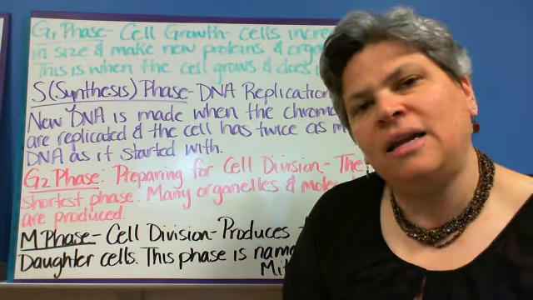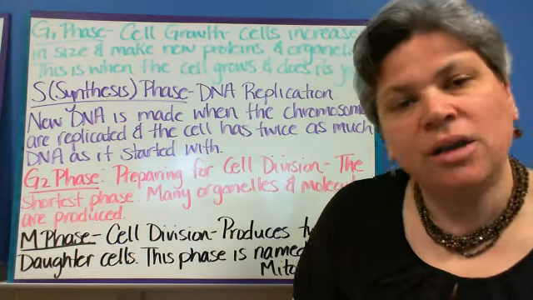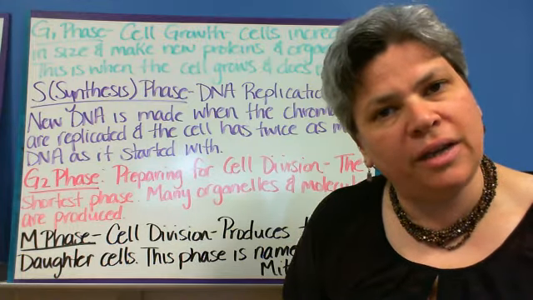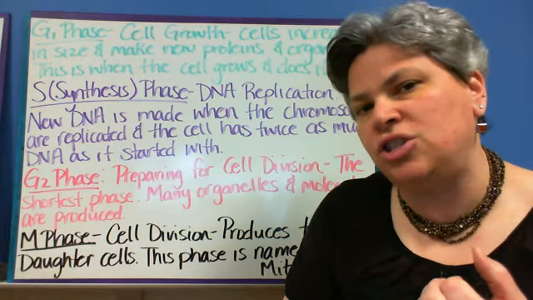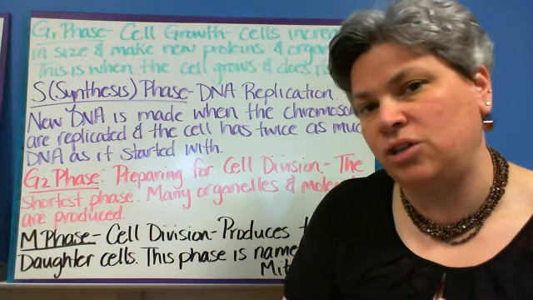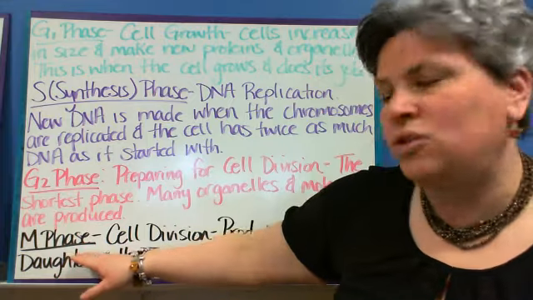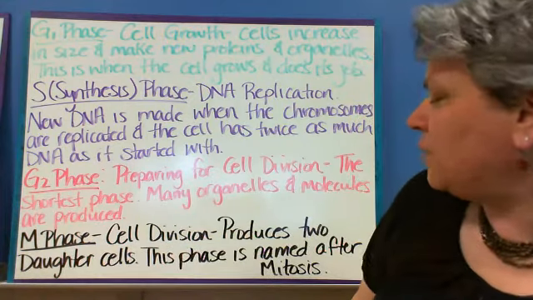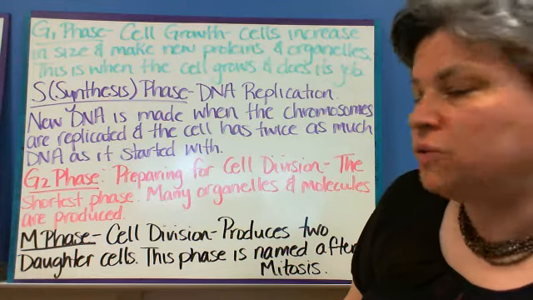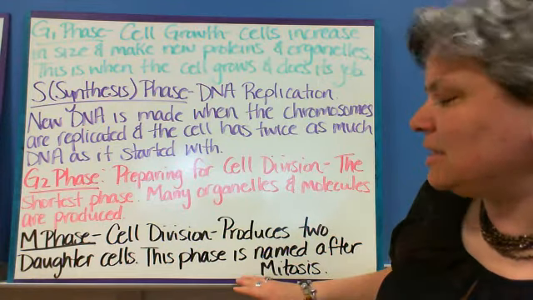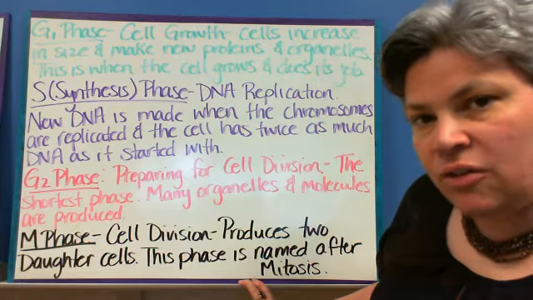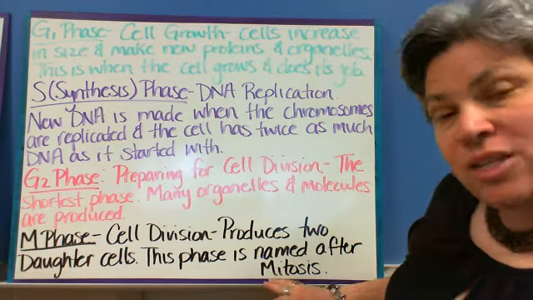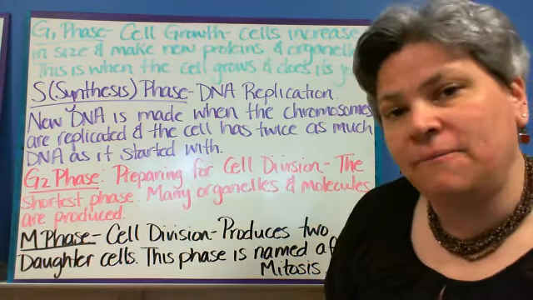And so finally that takes us to the last part. So now we're stepping out of interphase. Remember, interphase is just G1, S, and G2. That moves us then to the M phase, which is actually cell division. This is where we produce the 2 daughter cells. This phase is named after the process of mitosis. So mitosis gives us the M phase.